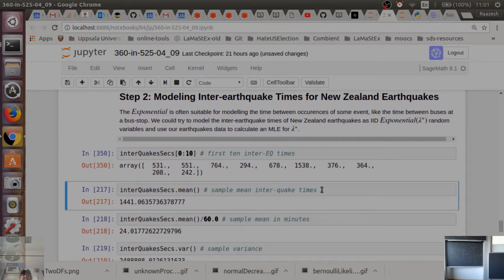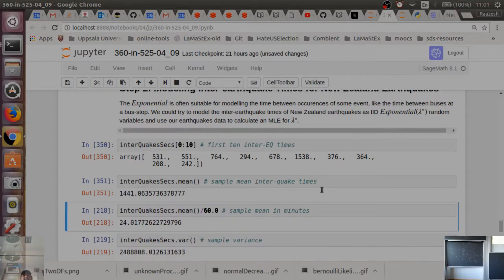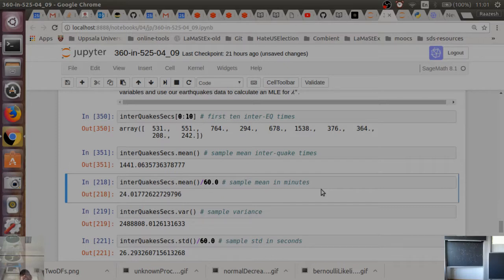Now we're going to model this. If I take dot mean, this tells me the mean number of seconds between earthquakes.